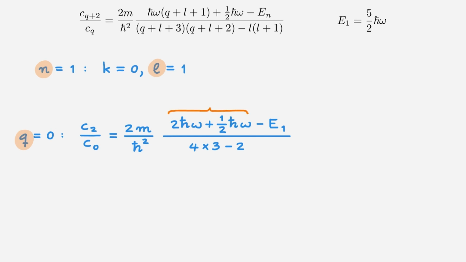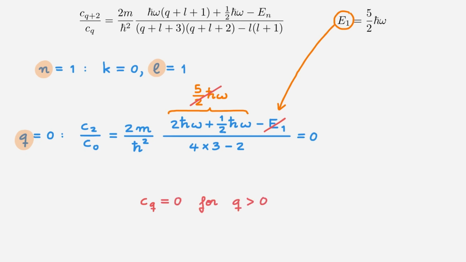These two terms add up to 5/2 ħω, and the first excited state energy up here is also 5/2 ħω. So we can cancel this term with this term, and this means that C2 is equal to 0 again. So, for the first excited state, the power series again has all expansion coefficients Cq equal to 0 for any positive q. And this means that again, the only non-zero expansion coefficient for the first excited state is indeed C0.